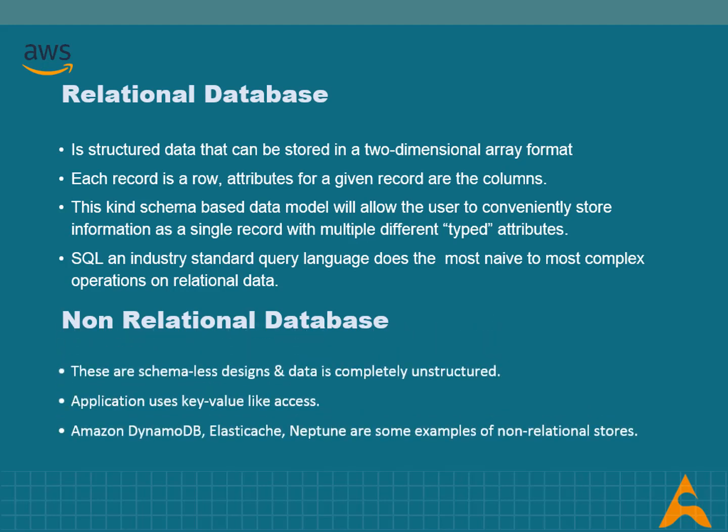Here, the application does simple key-value like access. Hence, the data is not suitable for arrangement as multiple records of different types. Amazon DynamoDB, ElastiCache, Neptune are some examples of non-relational data stores. Such databases are built to scale out to multiple nodes where the data is replicated on different machines.